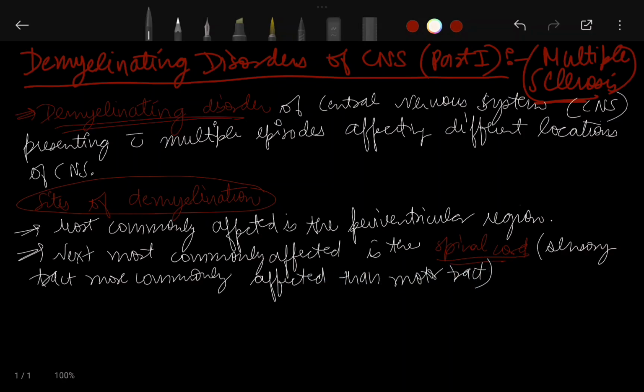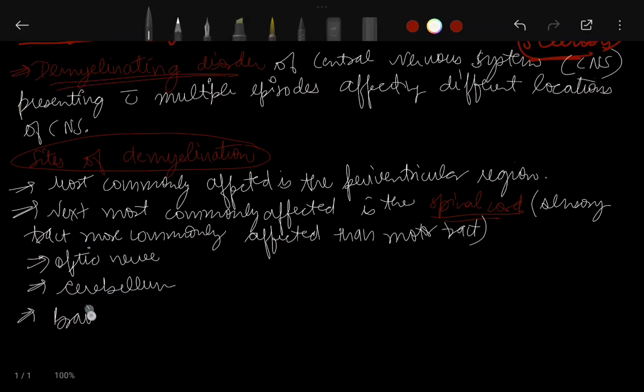Now, in sites of demyelination, the most commonly affected site is the periventricular region, and the next most affected site is the spinal cord. In the spinal cord, the sensory tracts are more commonly affected than the motor tracts. Usually the sensory cell bodies lie in the posterior horn. Other sites: after the periventricular region and the spinal cord, we have the optic nerve, then the cerebellum, and then the brainstem.